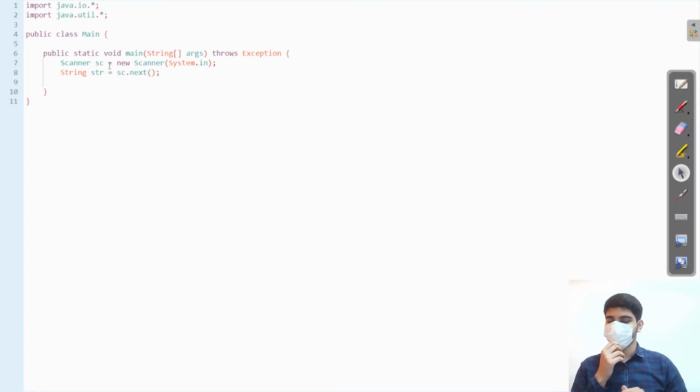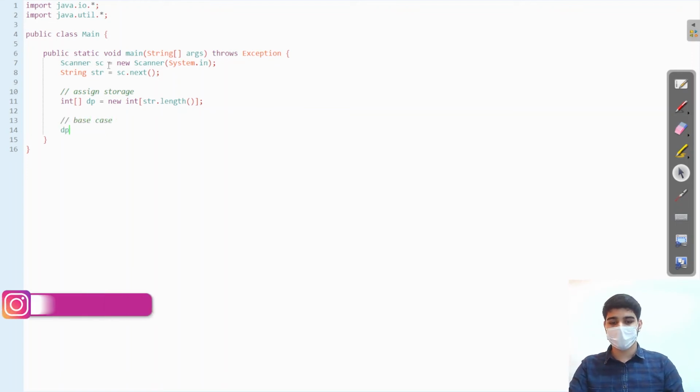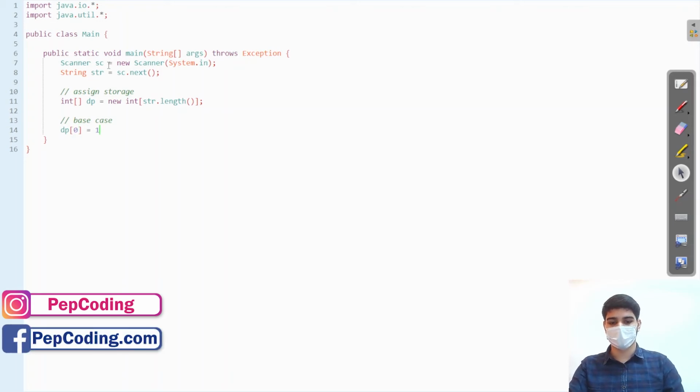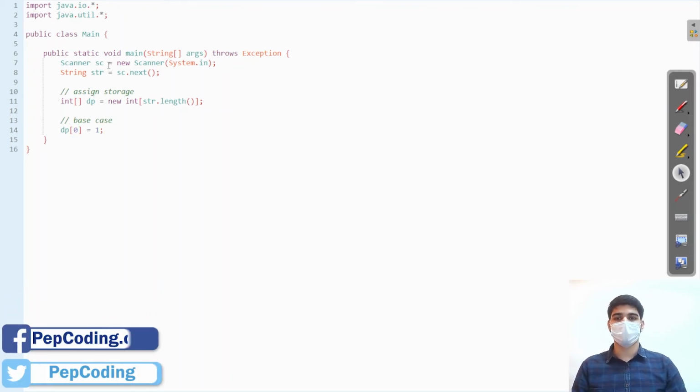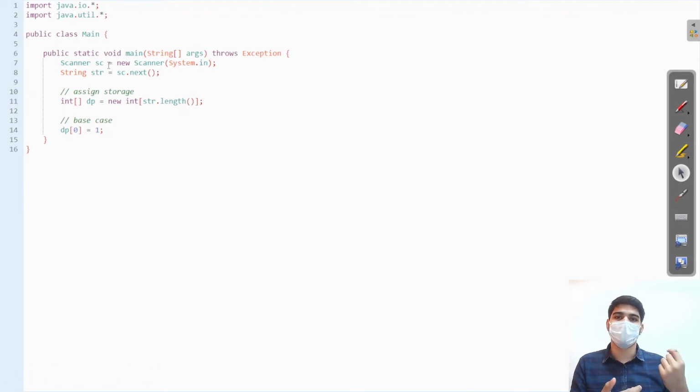Done. Now that we have a string, the very first thing that we have to do in dp is assign storage, right? What was our storage? Our storage was an integer dp of size of the string, so string dot length. So this would be our dp. Second thing that you have to do is our base case, right? If you remember, dp of 0 would always be equal to 1. This is because we are not getting any number that starts with 0. So any number ranging from 1 to 9 has only one possible encoding, so dp of 0 would be 1.